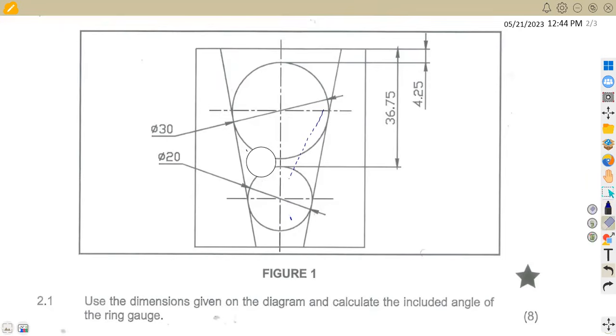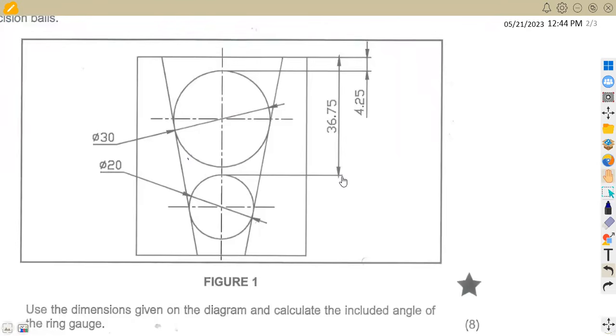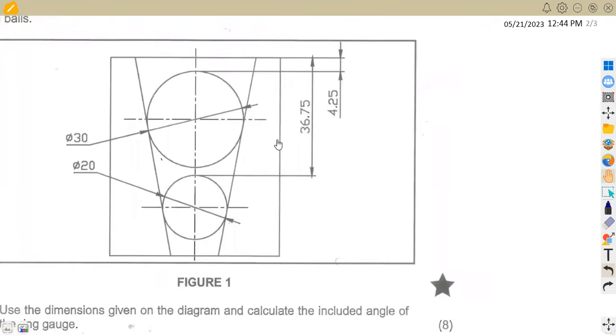But how can we calculate this angle with this information? Whenever you are dealing with a tapered ring gauge, this is what you're going to do to calculate this angle. From the dimensions that you have, from this smaller circle to the upper circle that we have on top here, we have a distance that we are given in between. Take note here to the top, and also the distance in between here. This distance in between is the one that you're given as 4,25, which is in millimeters.